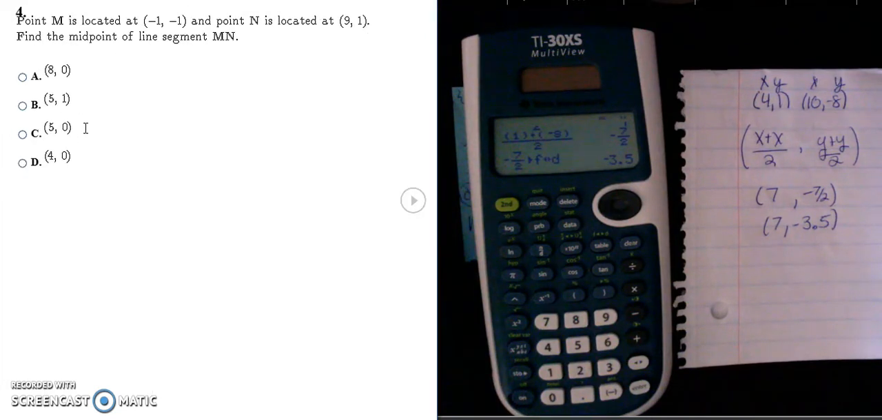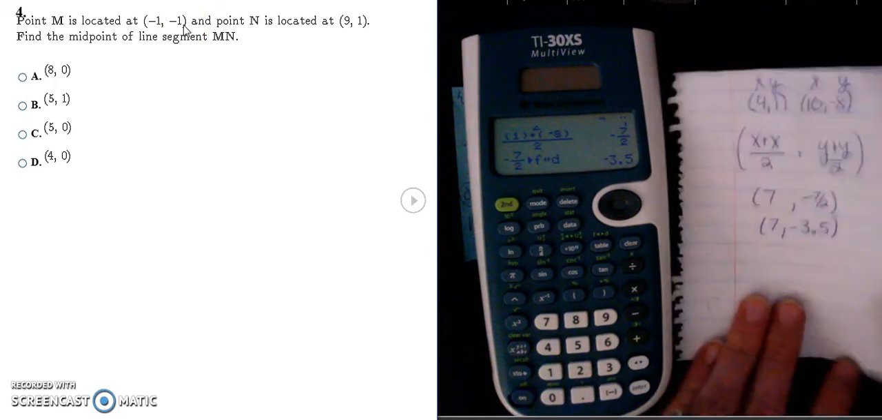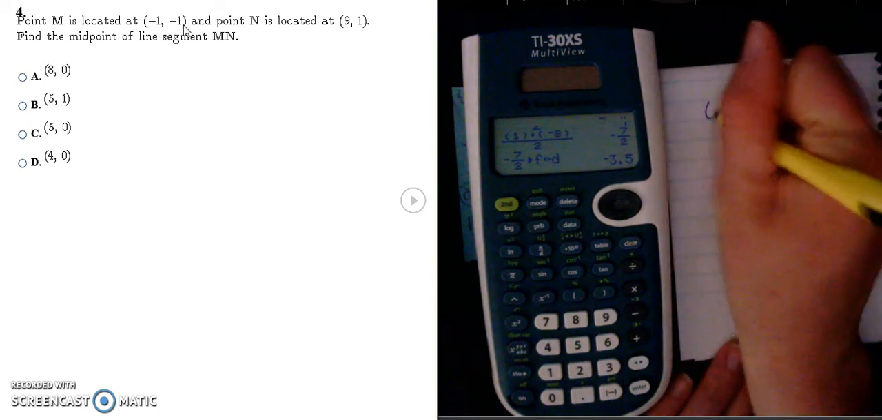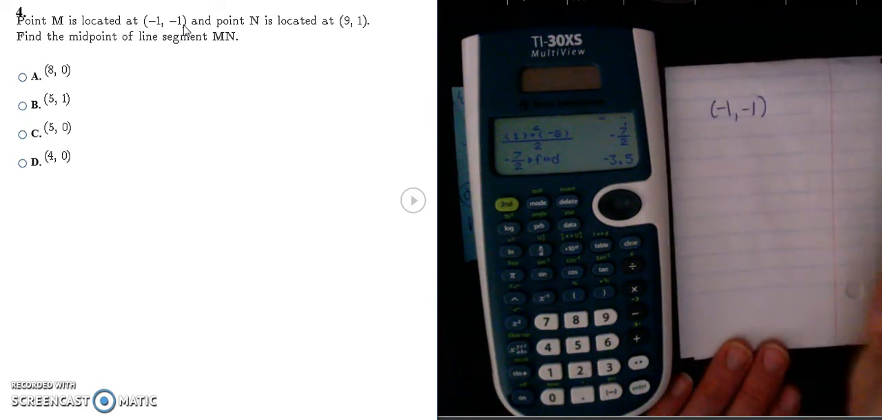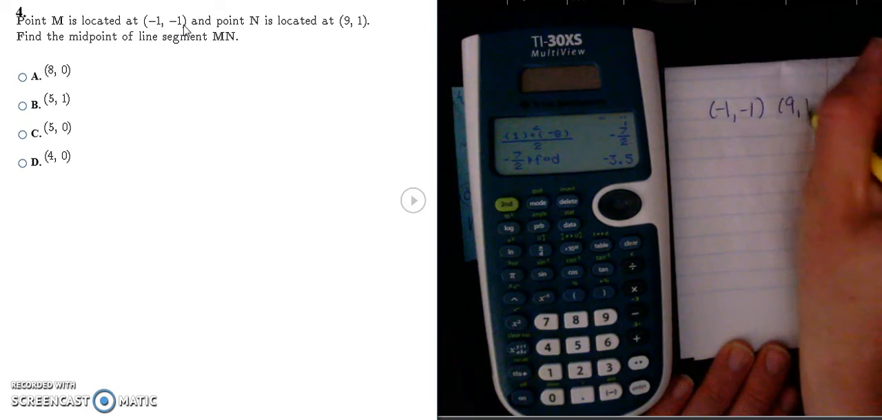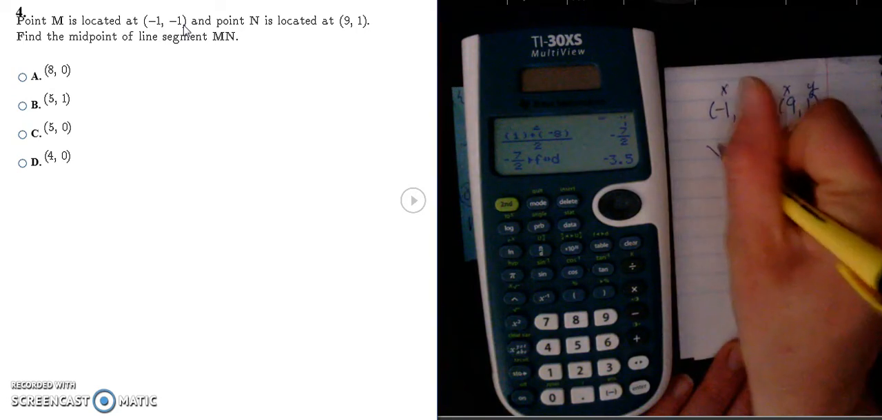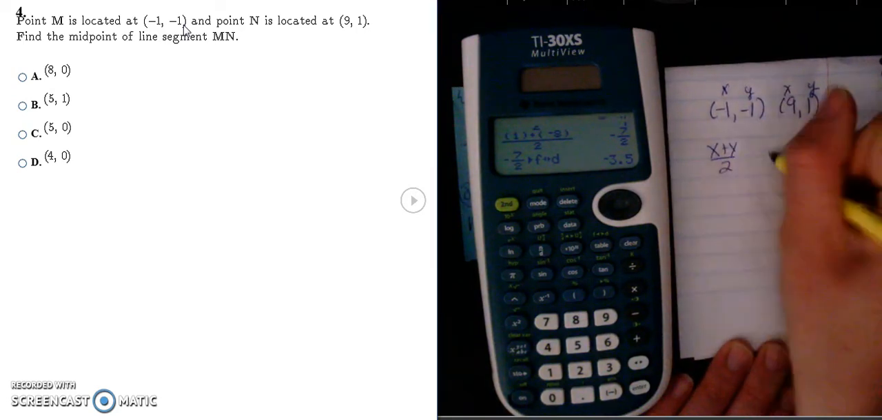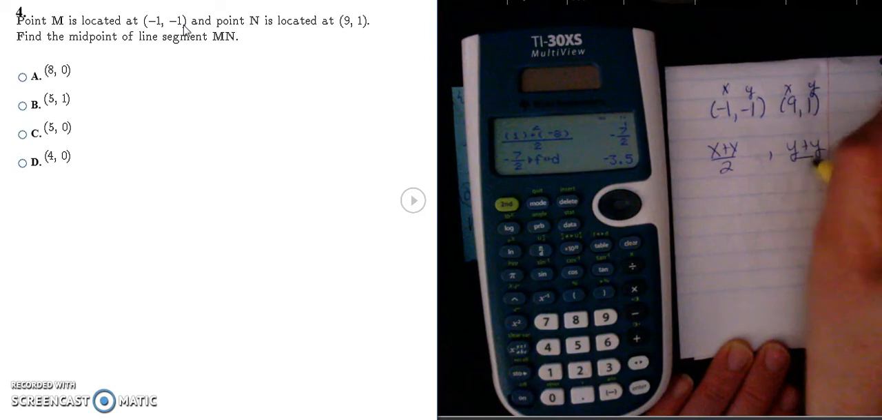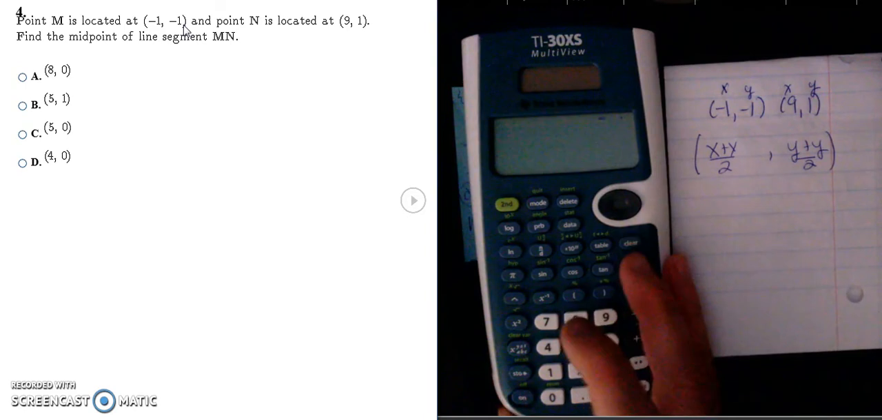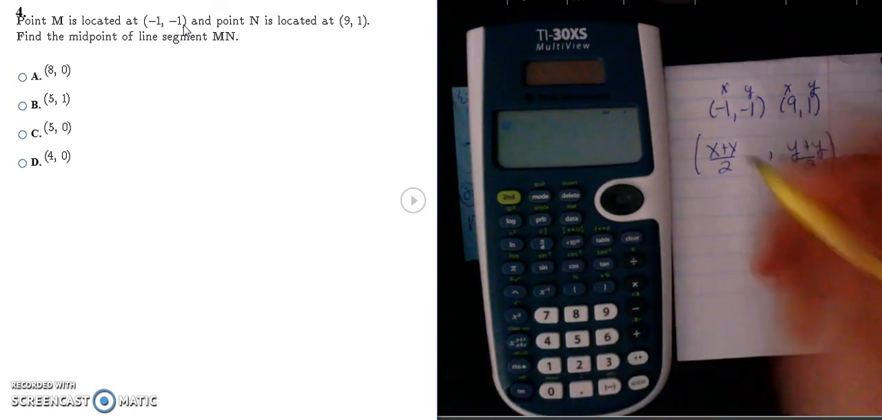Then here I'm asked to find the midpoint of two points. Once again, I'm going to copy down those two points so I can keep them all straight. That's (-1, -1) for my first point, and (9, 1) for my second point, and I'm going to label them x, y and x, y. Then I'm going to use that midpoint formula to find my x and y coordinate. It's going to be just like before, but with different numbers. So I'm going to be using my fraction button.